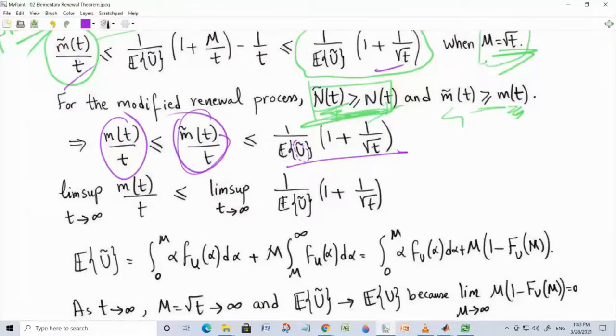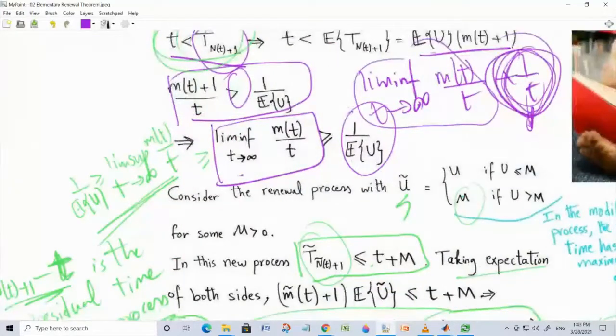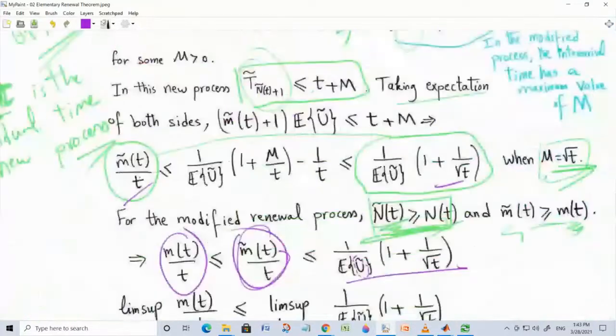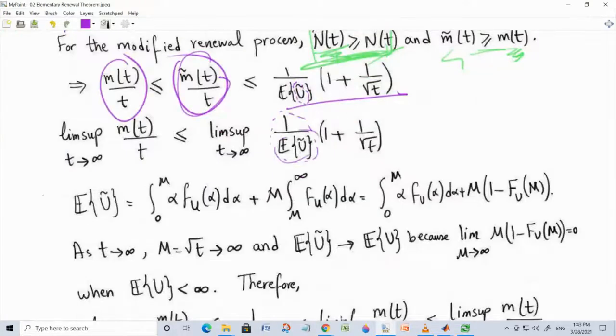So again, you take limit supremum. Don't forget our original plan. Our original plan is actually to have limit supremum less than or equal to this quantity, so that everything is equal. So you take limit supremum as t goes to infinity, and the idea is that there is a term which is 1 over square root t. This will go to 0, and the remaining part of the proof is to show that this guy, as t becomes very, very large, will converge to the expected value of U itself. Okay, and how to show this?